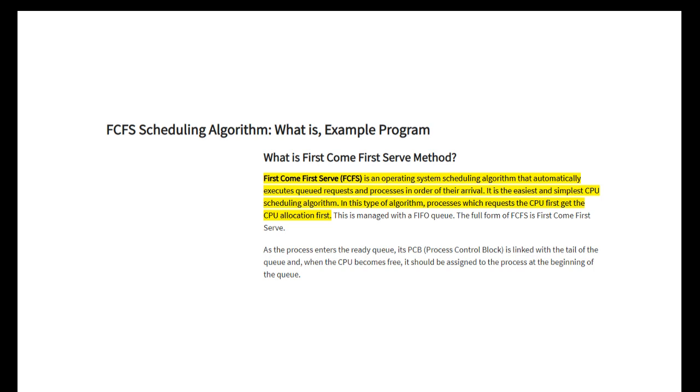So as the process enters the ready queue, its process control block is linked with the tail of the queue, and when the CPU becomes free, it should be assigned to the process at the beginning of the queue. So, the characteristics of FCFS method.